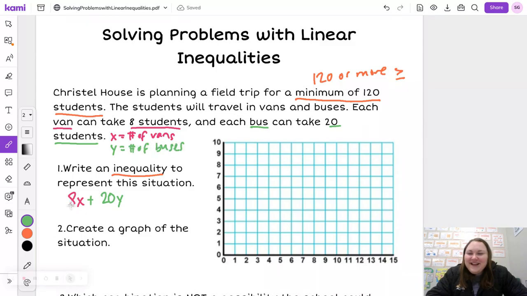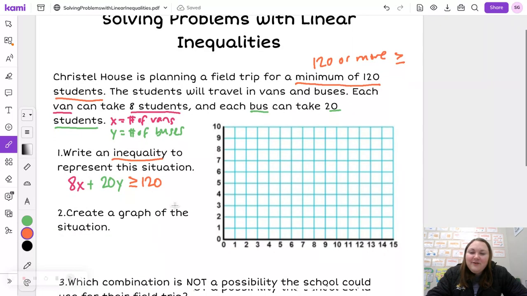Put it all together, we've got 8 students in every van plus 20 students in every bus, and we are going to need a minimum, so greater than or equal to 120 seats for those students. This right here is what your inequality looks like.